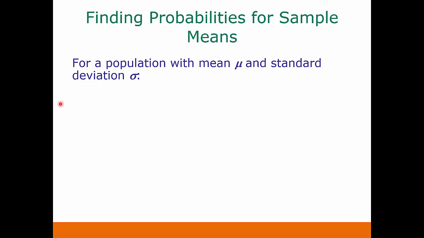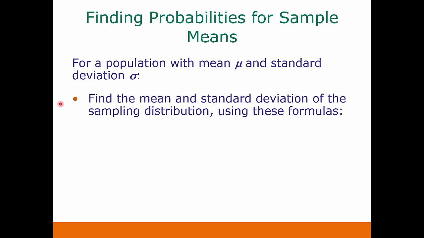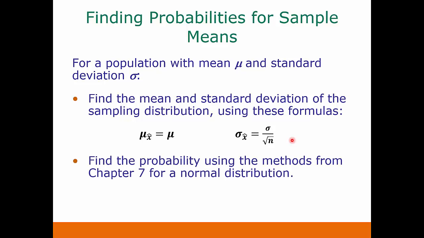And we'll know what both of these are. Using those, we're going to find the mean and standard deviation for the sampling distribution, for the distribution of the sample means, using these formulas. So the mean that we'll use is exactly the same as the one we had for the population. For the standard deviation, we have to take our original population standard deviation, sigma, and divide it by the square root of the sample size. And then using this mean and this standard deviation, we'll find our probabilities using the same methods we did in Chapter 7 for a normal distribution.